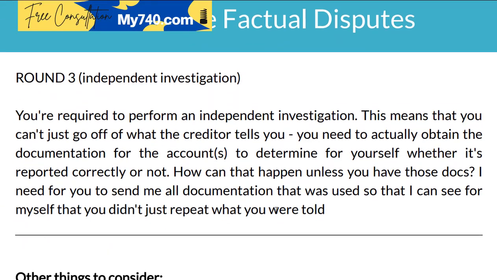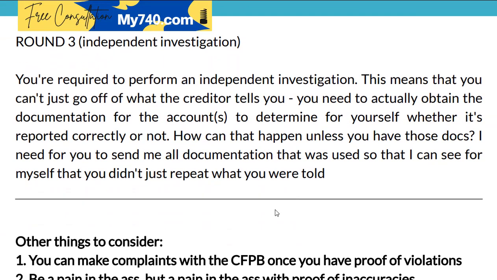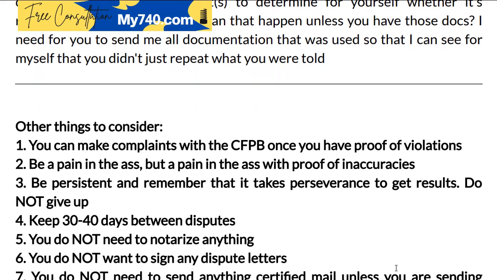Round 3, independent investigation. You're required to perform an independent investigation. This means that you just can't go off of what the creditor tells you. You need to actually obtain documentation for the accounts to determine for yourself whether it's reported correctly or not. How can that happen unless you have those docs? I need for you to send me all documentation that was used so that I can see for myself that you didn't just repeat what you were told.